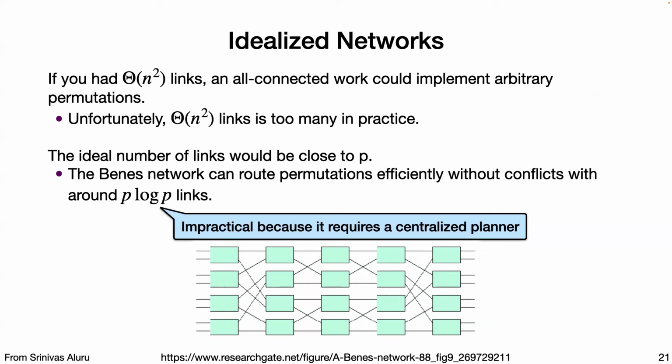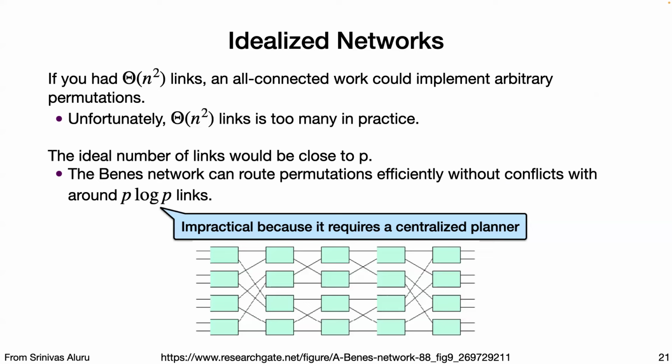And it turns out that there is a network called the Benes network, and that can route permutations efficiently without conflicts using around 2 p log p links. So this is a really nice theoretical notion, and this is a picture of it. It uses n log n links, which is not that many, not much overhead at all.